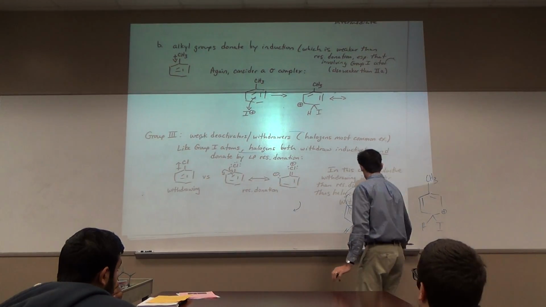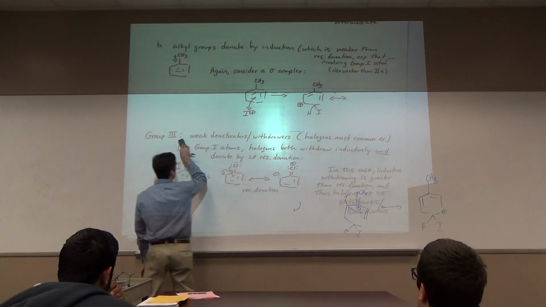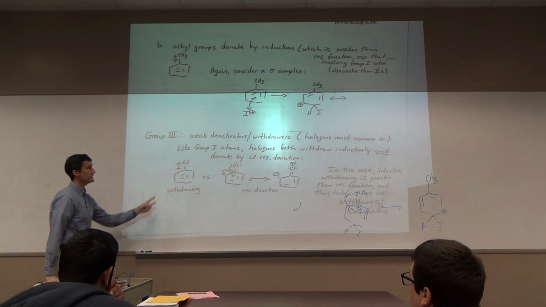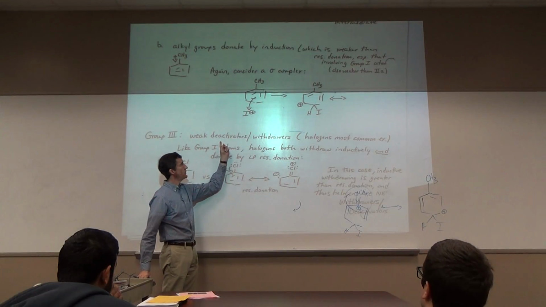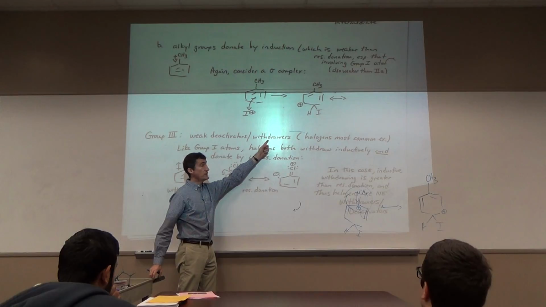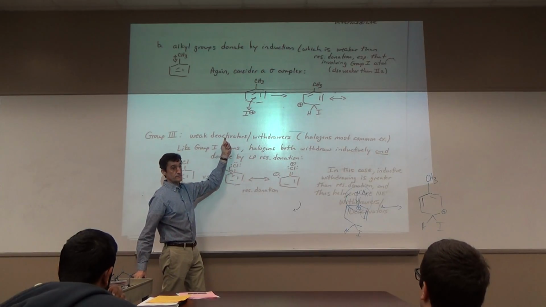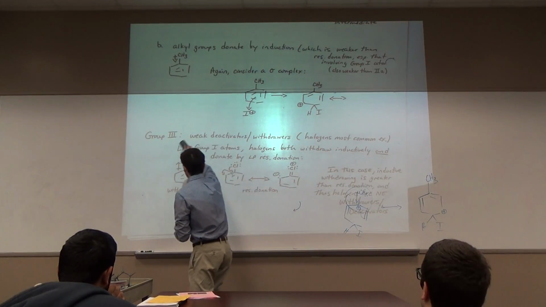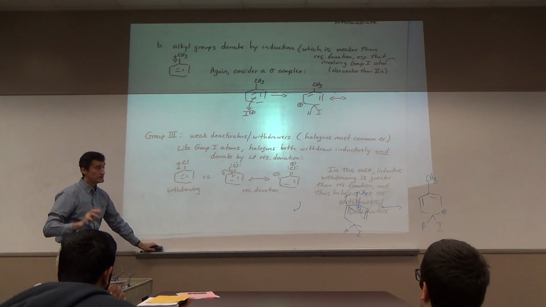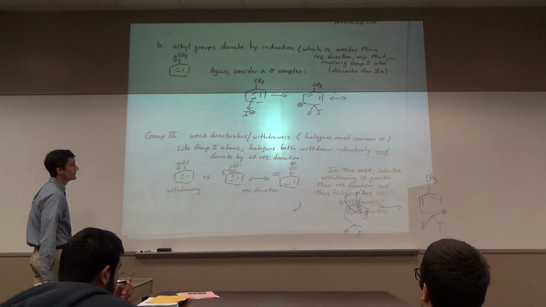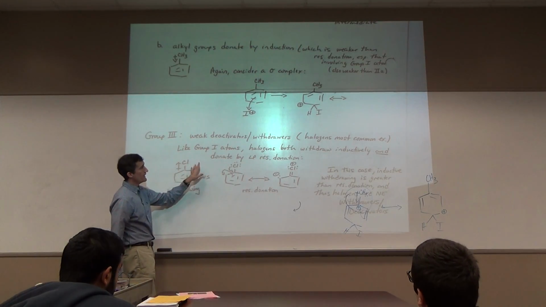Group three, these are going to be your weak deactivators. And of course, if it's a deactivator, we thus know that it must be a withdrawer, because donators don't deactivate. Okay, so these go hand in hand. Group three, now this is where your halogens come in. Let's explain why halogens are here.